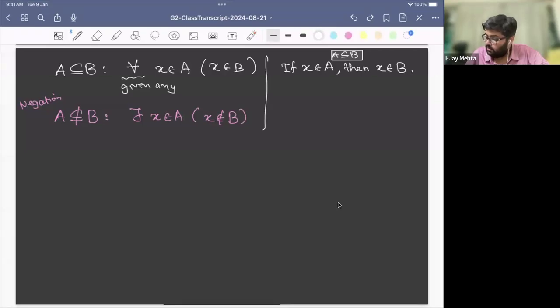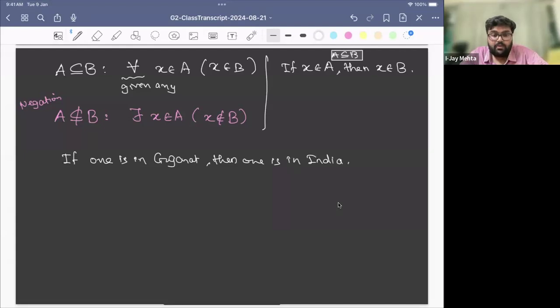So something like this. If one is in Gujarat, then one is in India. Gujarat is a part of India, a subset of India. So I can say that if I am in Gujarat, then I am in India. Okay. Any other way? How do we show A is a subset of B?